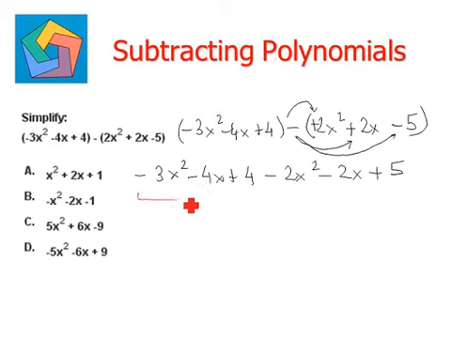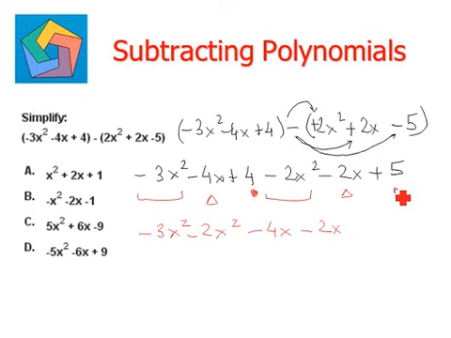So these two are like terms, so we put them together over here. Then negative 4x and negative 2x is another pair of like terms, so we club them together. 4 and 5 are constants and are like terms, so we put them together.